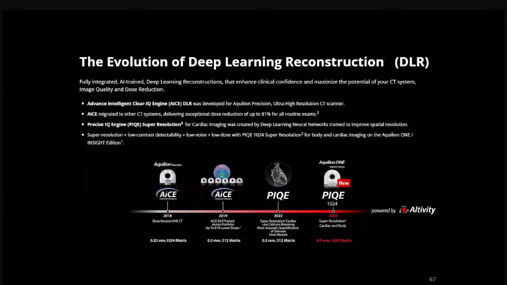At the same time, PEEK was released in 2023, and we started using it last year. But now Canon has released a new version of PEEK which uses 1024 matrix for scan reconstruction.